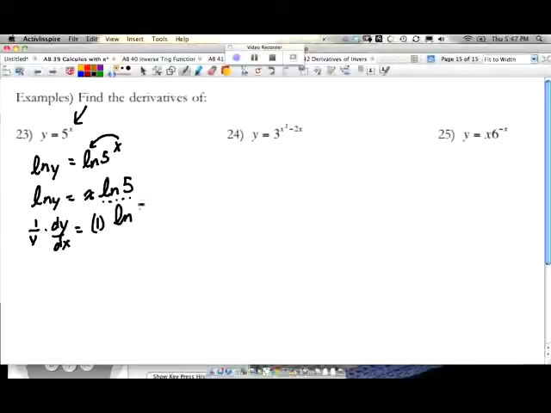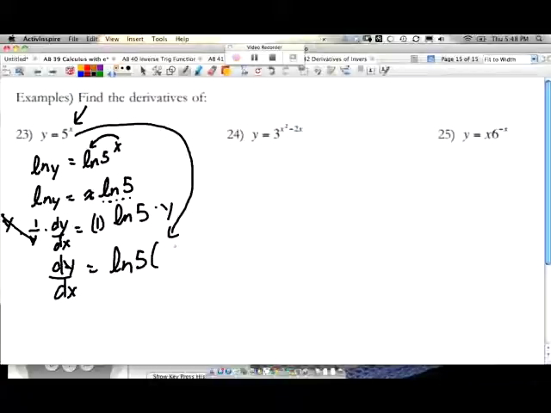I'm going to multiply both sides by y. Then I'll have dy dx equals natural log of 5 times y, which is really natural log of 5 times 5 to the x. Boom! There we go. All right, same process, different functions here. So I got to get this to drop down. That means I got to take natural log of both sides.